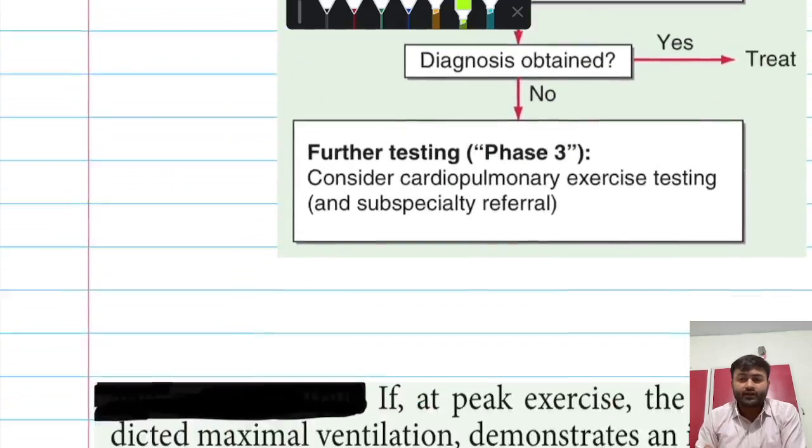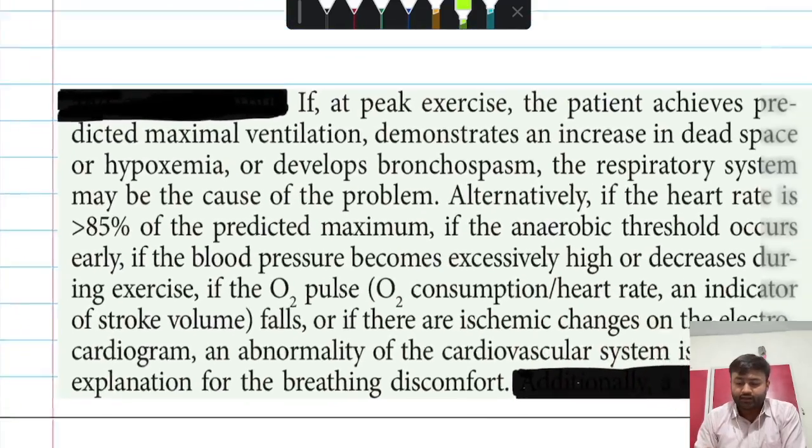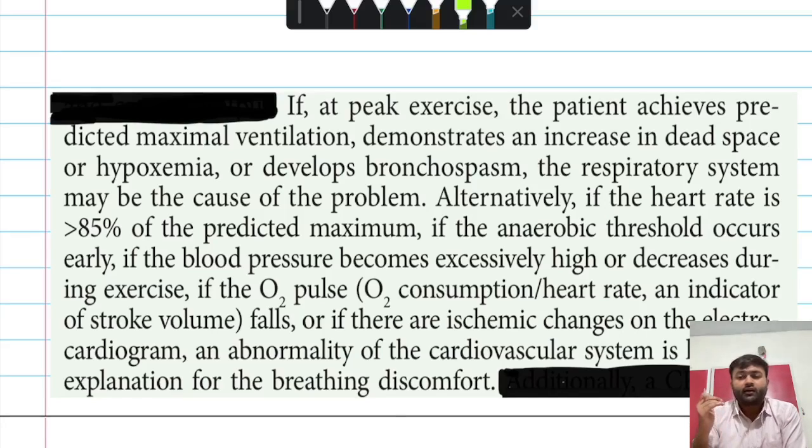That will remain important. This is the paragraph of Harrison that explains what we mean by the respiratory endpoints and what are the cardiac endpoints. That is, when we should consider the disease is respiratory and when the disease is considered to be cardiac. So in the first condition, if the patient develops bronchospasm, if the patient has achieved at peak exercise the predicted maximal ventilation, or the patient experiences hypoxemia, think of a respiratory etiology behind the patient's dyspnea.